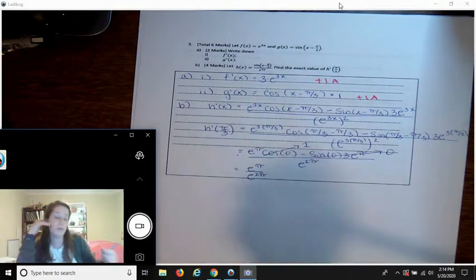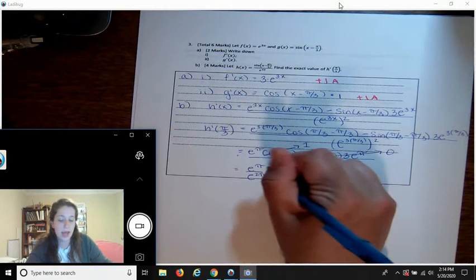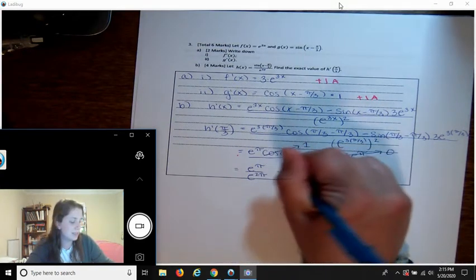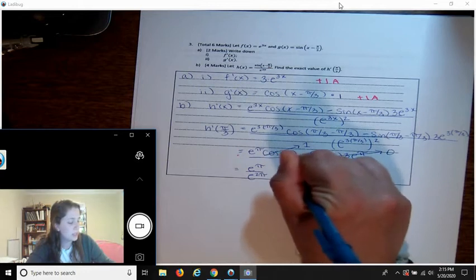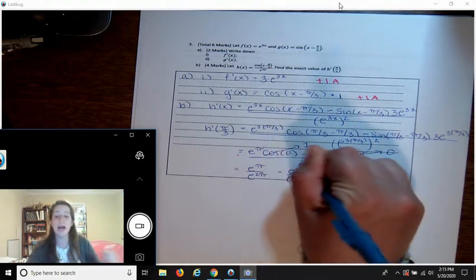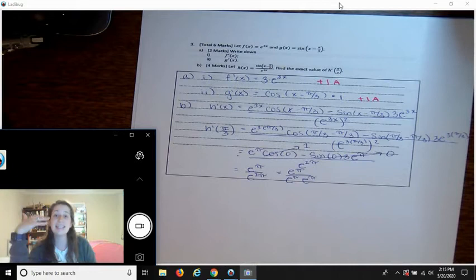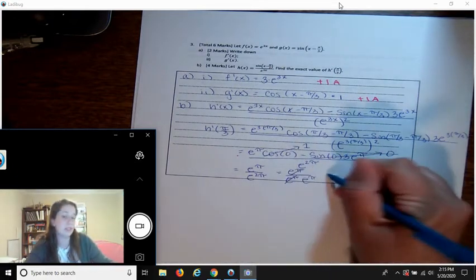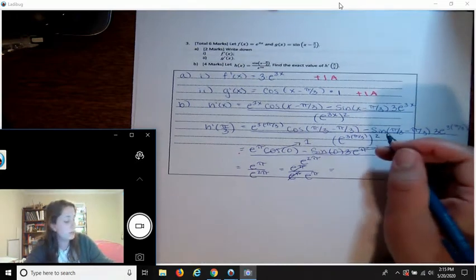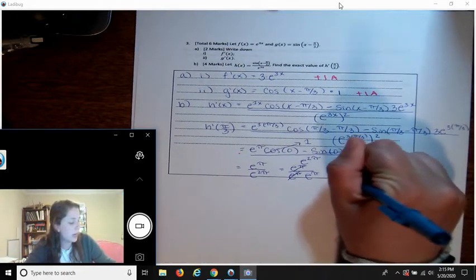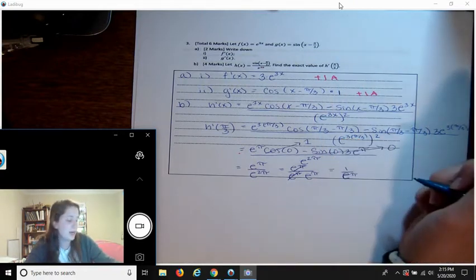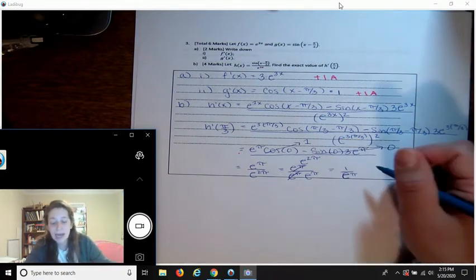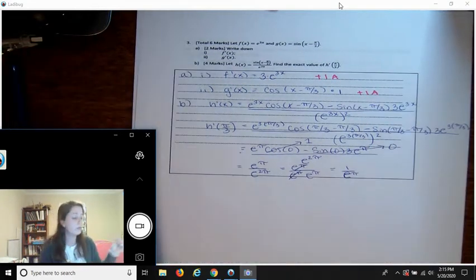Now, we could rewrite this, and this is a little extra work. This is really e to the pi times e to the pi on the bottom, like e to the pi squared. And so I can cancel out one of the e to the pi's on top and one of the e to the pi's on the bottom. So I get 1 over e to the pi. You could also rewrite it as e to the negative pi. That would be a correct answer as well.